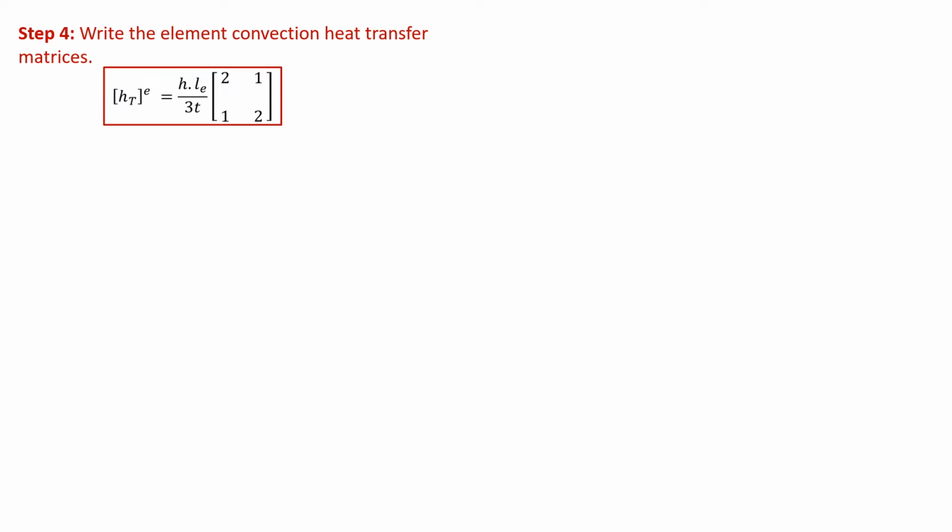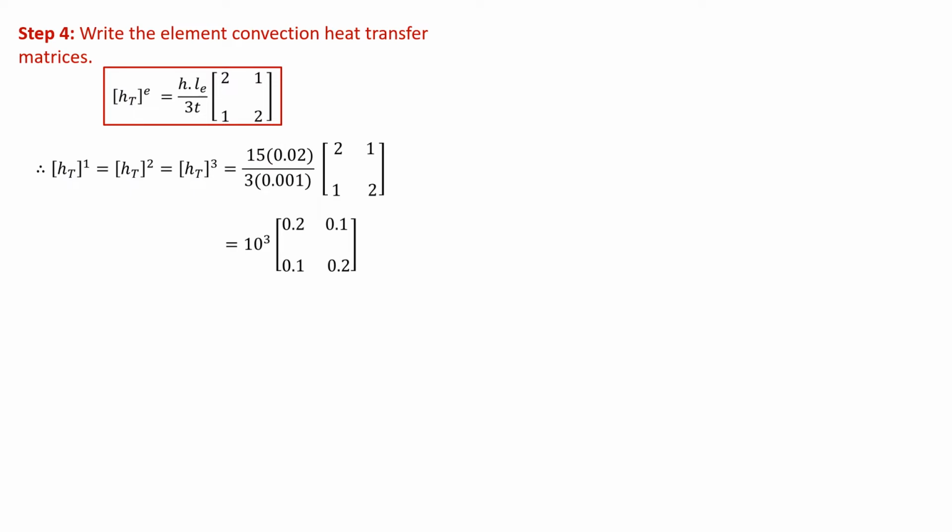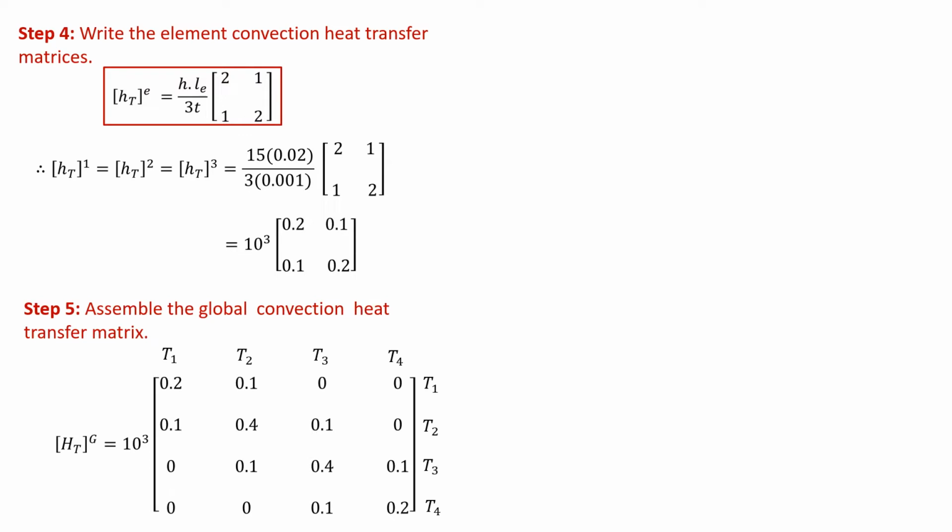In step number 4, we have to determine the element convection heat transfer matrix for each element. Similarly, as this fin has been exposed to the same convection process and having the same length and thickness, therefore, the element heat transfer matrix for all elements will be the same as shown. The next step, we just need to assemble them to form the global convection heat transfer matrix.